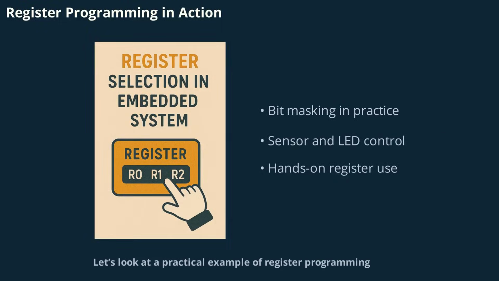Let's look at a practical example of register programming. Imagine you need to toggle an LED or read a sensor value. This often requires setting or clearing specific bits in a control register. By using bit masking and shifting, you can manipulate only the bits you need without affecting others. Reading and understanding the microcontroller's datasheet is essential here, as it tells you exactly which registers to use and how to configure them. This hands-on approach is what makes embedded development both challenging and rewarding.